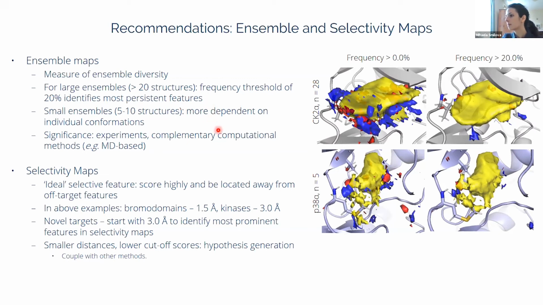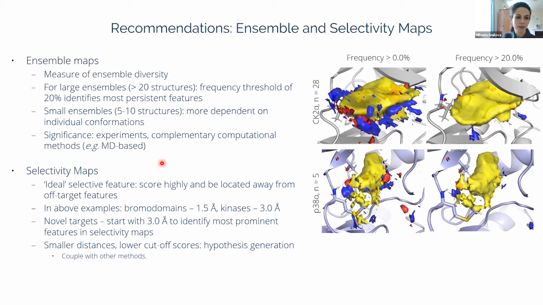And the ensemble maps can be used on smaller ensembles as well. Around 5 to 10 structures would be kind of small, with the caveat that the features observed there will be more dependent on the individual conformations. And there it is especially important to also test these hypotheses either experimentally or with complementary computational methods. So, for example, MD-based methods could be used to also inform the reliability of these features.